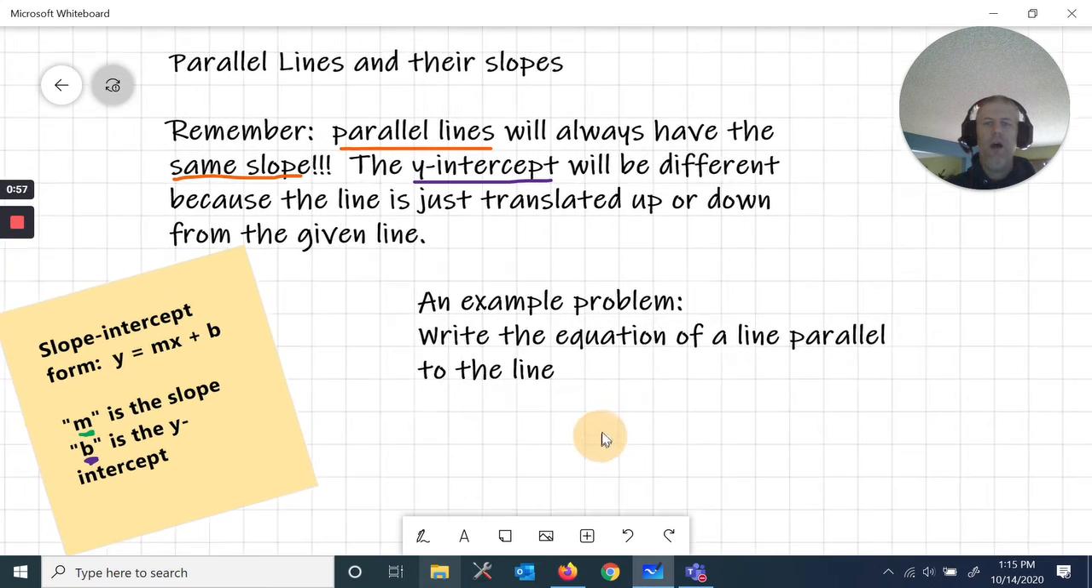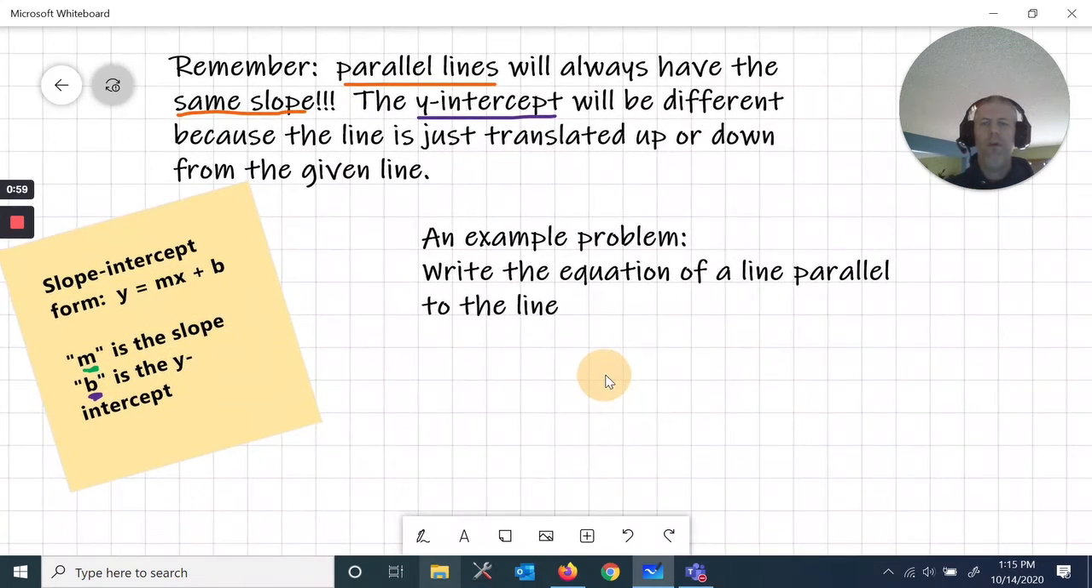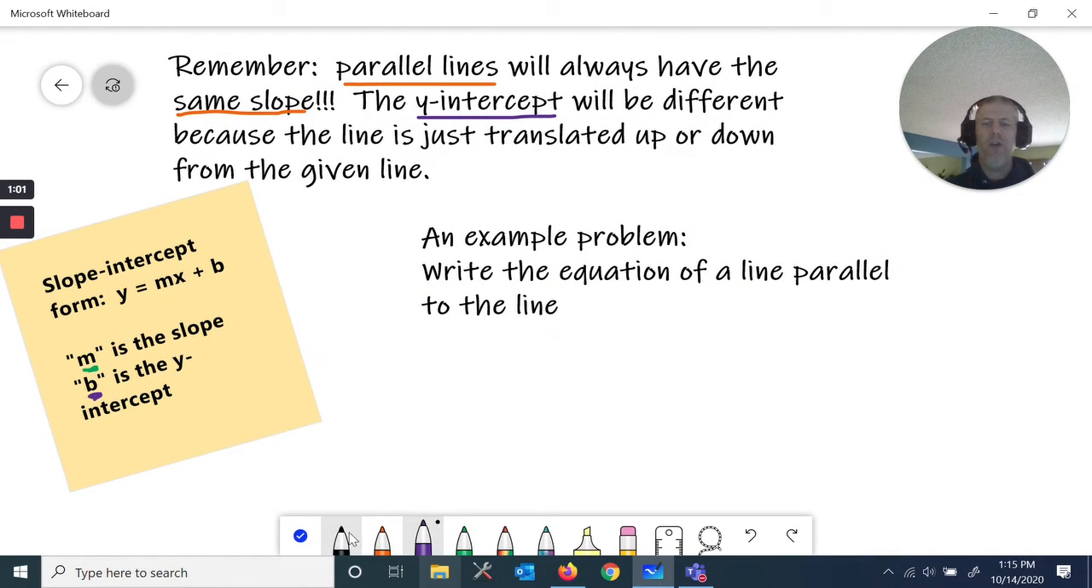So here's the example I'm going to have you work with. I'm going to have you write an equation of a line parallel to a given line. So here's the line I'm going to do. I'm going to do y equals 1/3 x plus 3, I think is what I said. Let's see if I did the right equation there.